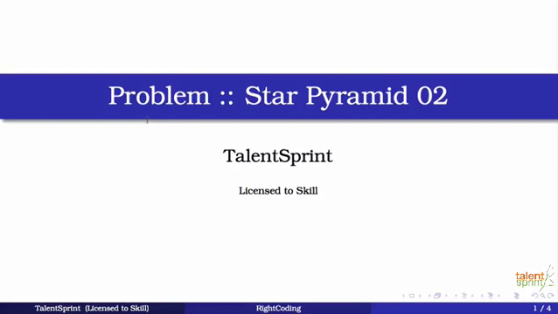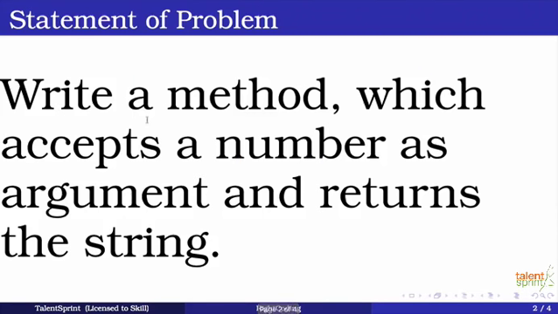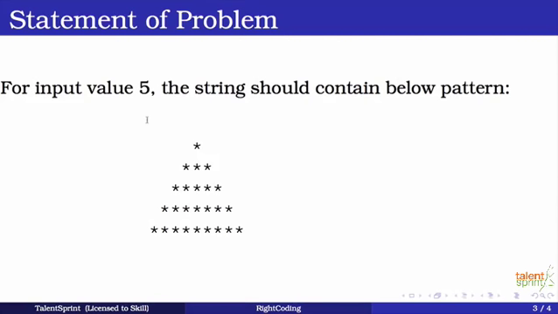We are on to module 4, second problem on star pyramid 2. In this problem, we'll write a method which accepts a number as argument and returns the string. So let's say if your number is 5, the string should be generating a pattern that looks like the one shown on the screen. So each line is continuously increasing the number of stars by 2.